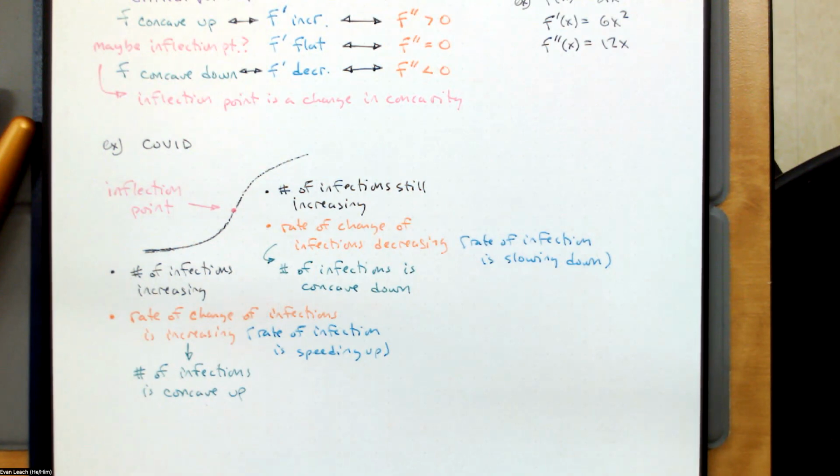So here's an example of what concavity and inflection are. At an inflection point, the function isn't necessarily changing direction, but it is changing concavity. Something has happened in the first derivative. Something has happened to the rate of change.